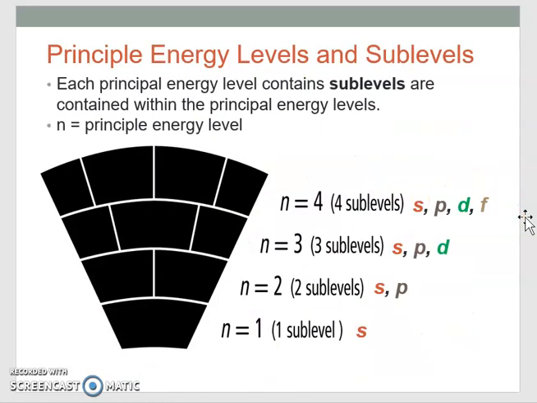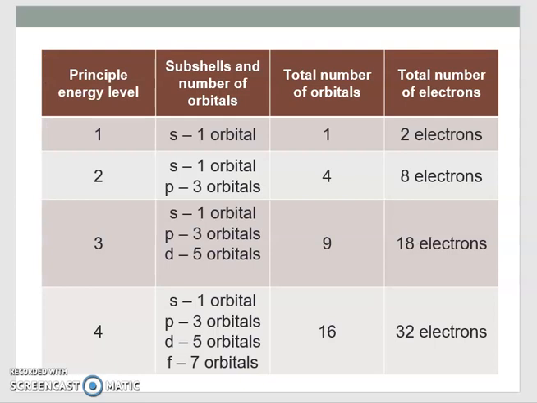For our summary again, I'll go back to this picture. We have our principal energy levels, which are N. Inside of each of them, we have certain sublevels where the electrons will be found. You can go ahead and copy this summary into your notebooks as a reminder. Principal energy level number 1 has only an s orbital. It has 1 total orbital for a total of 2 electrons.